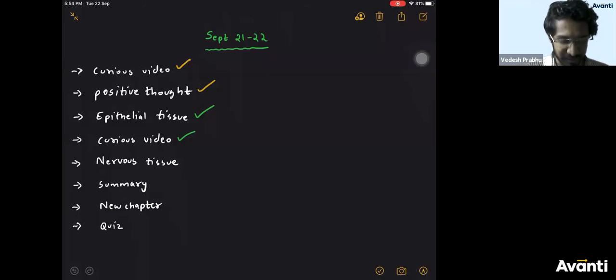We are almost at the end of epithelial tissue. After epithelial tissue, the last tissue that we have to learn is the nervous tissue. Once we complete this, we can do the summary of the entire animal tissue. Along with that, we can quickly start a new chapter. So this is the plan for today's class.